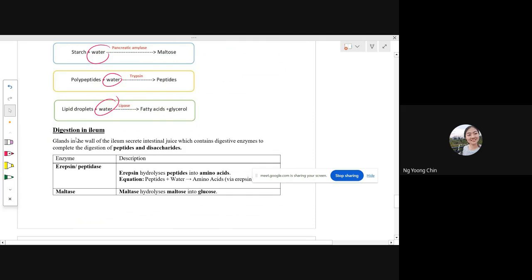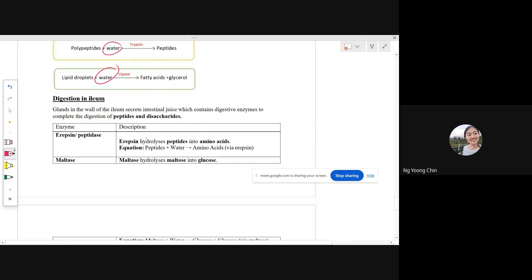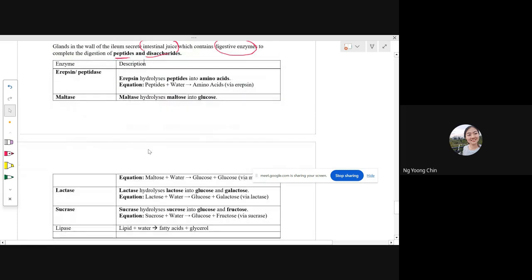The ileum is the last part of the small intestine. In the ileum, they will secrete enzymes. The ileum contains intestinal glands, which help to secrete the intestinal juice. The intestinal juice contains digestive enzymes to complete the digestion of the peptide and the disaccharide. For example, have a look at this: erepsin. Erepsin will be the third protein enzyme that you learn. Erepsin will hydrolyze the peptide into the smallest form, which is the amino acid.